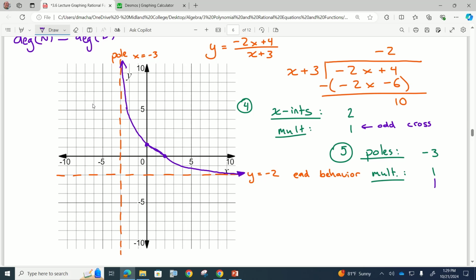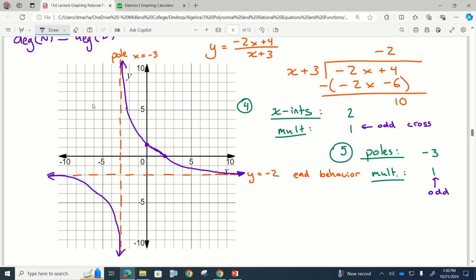This pole has a multiplicity of 1, and 1 is an odd number, and that tells me that I have to show up over here on the opposite side. And as I continue to go to the left, now I'm thinking about my end behavior, which is going to get closer and closer and closer to this flat line right there.